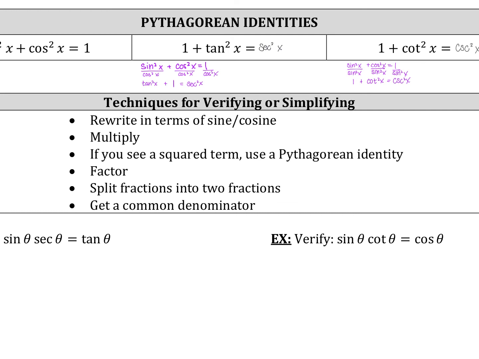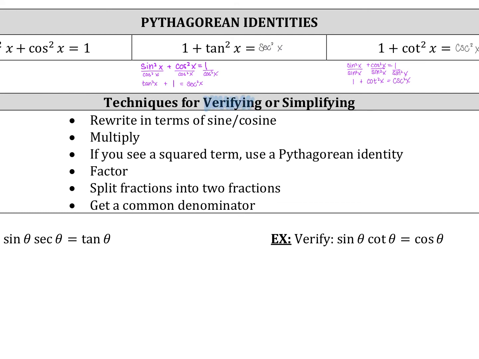Verifying trig identities, you may start it one way, I may start it a different way, and we both come up with the answer. I may have to start it one way and try it and go, nope, that didn't work, and do it a different way. That's okay. Okay? So, 2 types of problems we're going to see. The first type, it will say to verify.